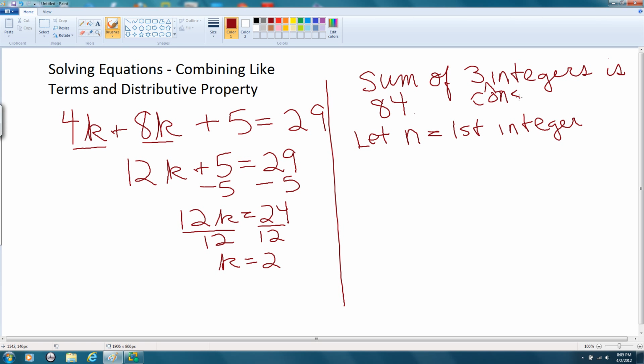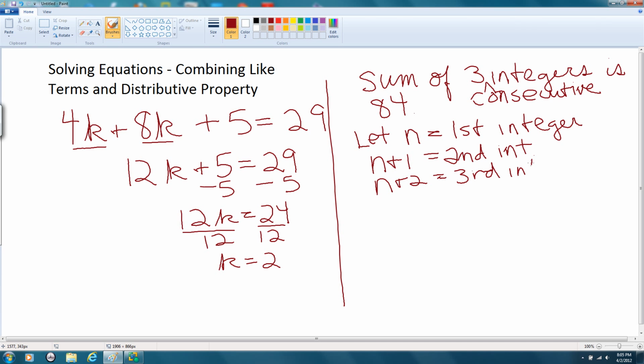So consecutive integers would be like 3, 4, 5, or 7, 8, 9. So consecutive integers. Okay? And so if n is the first integer, then the second integer is n plus 1. So that's equal to the second one. And I'm going to abbreviate integer here because it's hard writing on the screen anyway. And then I'm going to go n plus 2 is going to be the third integer.